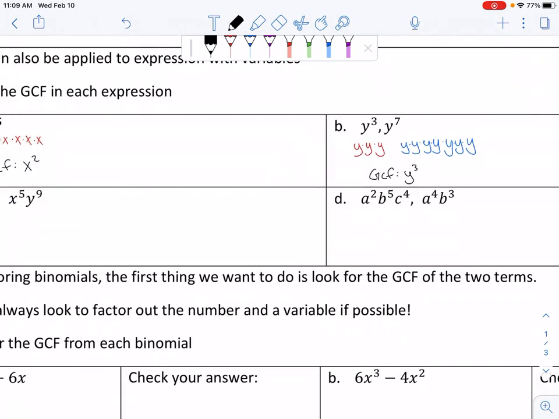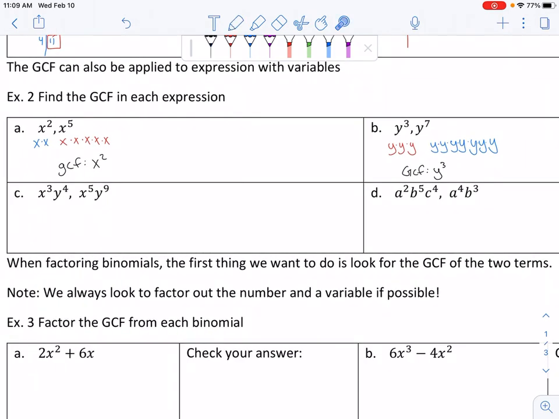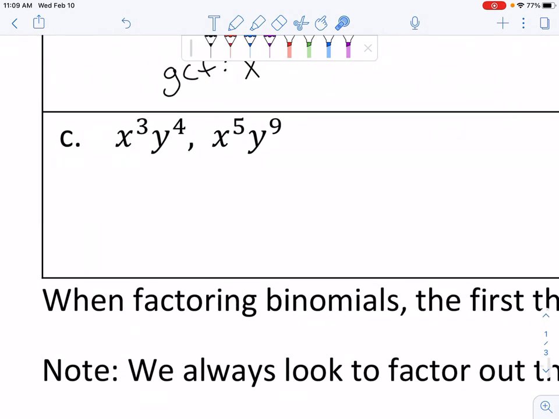If you've noticed a pattern between a and b, your greatest common factor with variables is usually just your smallest value variable. So let's apply that here on C. So I'm going to look at my smallest x value. So the most amount of x's I can take away from both of these is a 3. So my greatest common factor is going to be x to the third, and then I'm going to look at my y's. And the most amount of y's I can take away from both of these is 4, so y to the fourth.